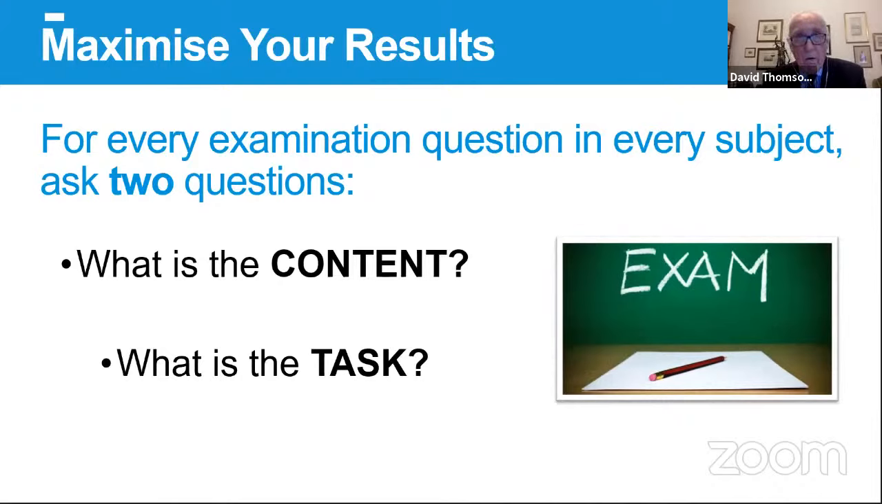Now, in the document that has been sent out, you'll find there's a page that sets out common task words used in exam questions. And you need to be aware of what those common task words are actually asking you to do. If you're asked to analyze something, you're asked to make a critical examination of it. If you're asked to outline, you're asked to talk about it briefly.